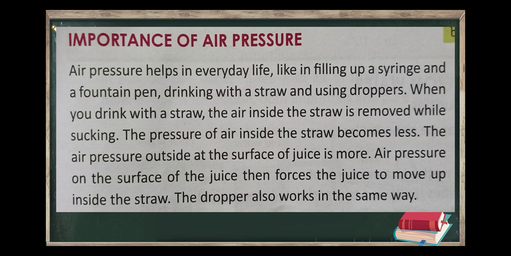When you suck a cold drink or any juice with the help of a straw, you suck the air inside the straw, and when the air inside the straw is sucked, it becomes empty. Due to the pressure of air inside the straw becoming less, the air pressure outside at the surface of the juice or cold drink is more. Air pressure on the surface of the juice then forces the juice to move up inside the straw. This is the mechanism that occurs when you suck any drink with the help of a straw. The dropper also works in the same way.